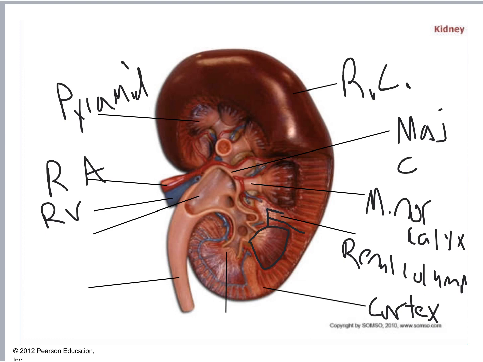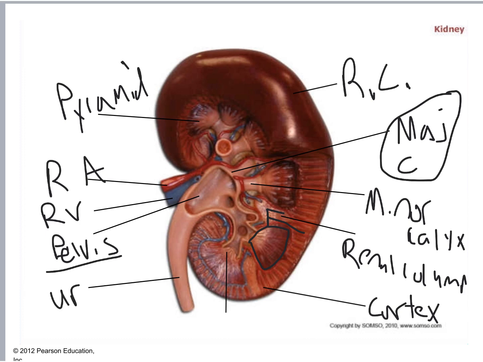This first part of the ureter is called the renal pelvis. The major calyces that we labeled earlier that I'm circling right now, the major calyces, they lead and join to form the renal pelvis. And then the last thing that is labeled on here is the ureter. The ureter is a muscular tube that goes from the kidney all the way down to the bladder.